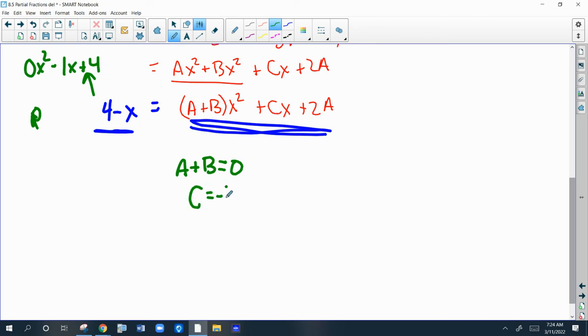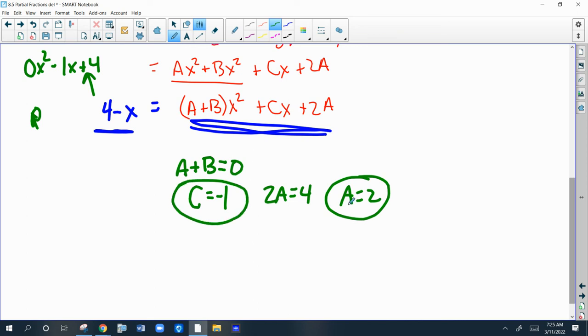We got c. And then this 2a must be equal to the constant term over here, which is 4. Oh, look at that. So we got a already. So 2a equals 4, which means a equals 2. All we need is b. But that's easy because we already said a plus b is 0, so b must be negative 2. So the partial fraction decomposition there went pretty nicely.